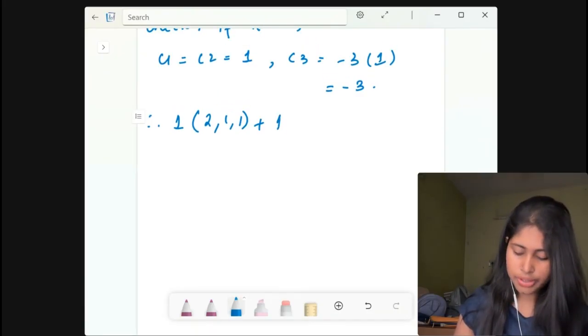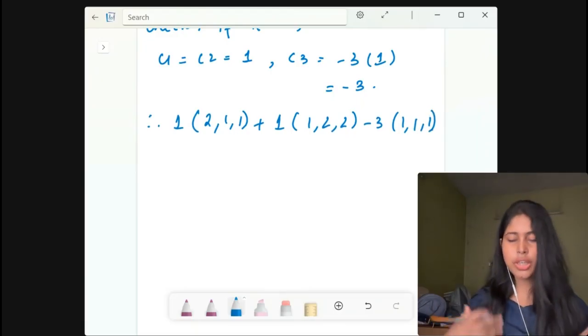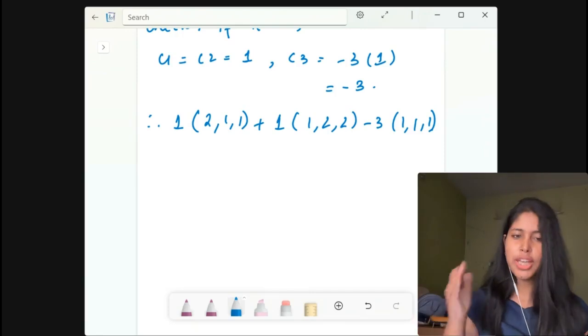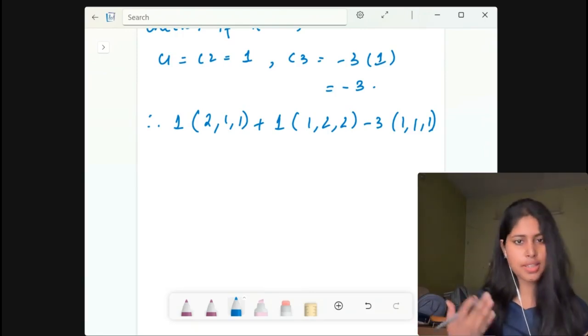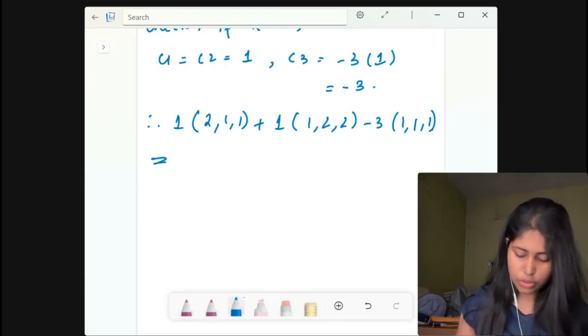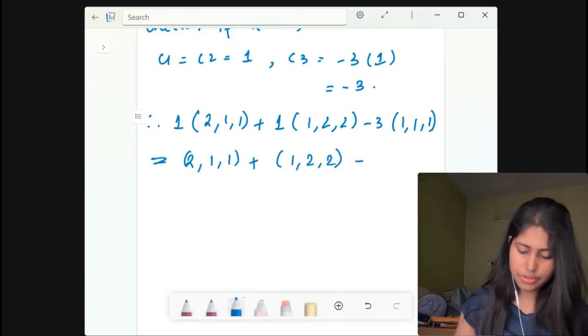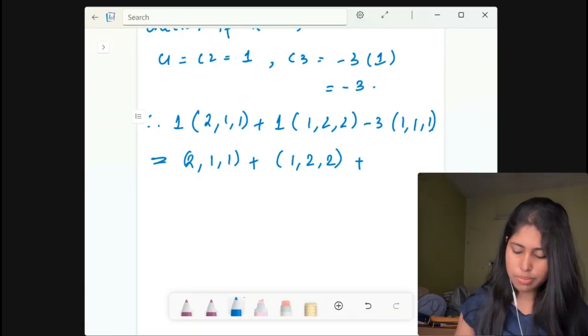So 1 into (1, 2, 2) and minus 3 into (1, 1, 1). Now we have to see if this equation comes to be (0, 0, 0). If it does, then we can say that this is linearly dependent. Okay, so let us see: it is equal to (2, 1, 1) plus (1, 2, 2) plus (-3, -3, -3).